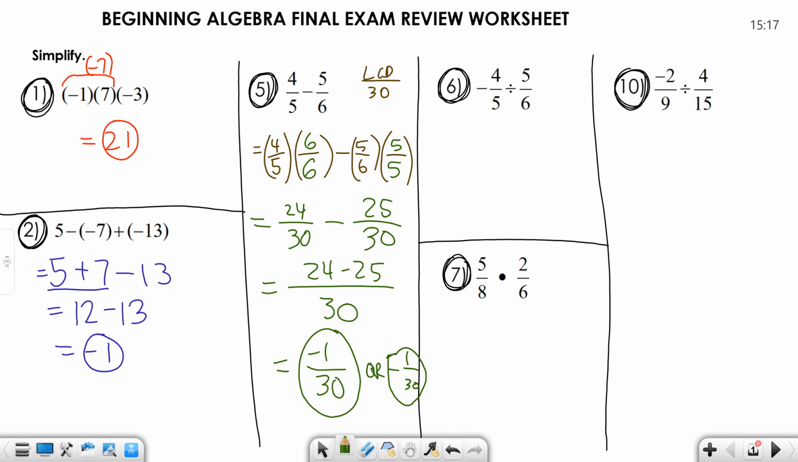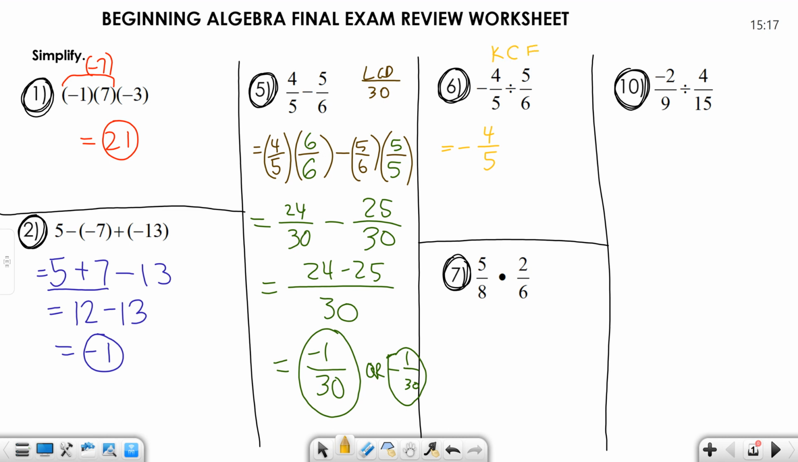Number 6, you have a fraction divided by another fraction. This is not two terms. It's this division, so it's all one big thing. You don't have to find a common denominator like you do when you add or subtract. Even though you have this negative out front, that just means the first fraction is negative. So negative 4/5.